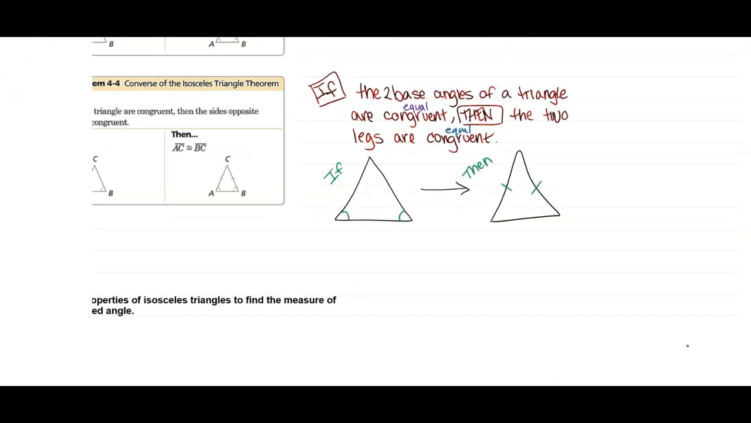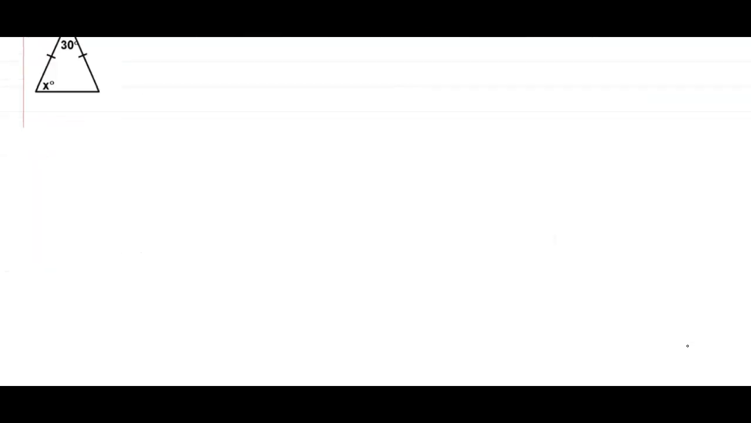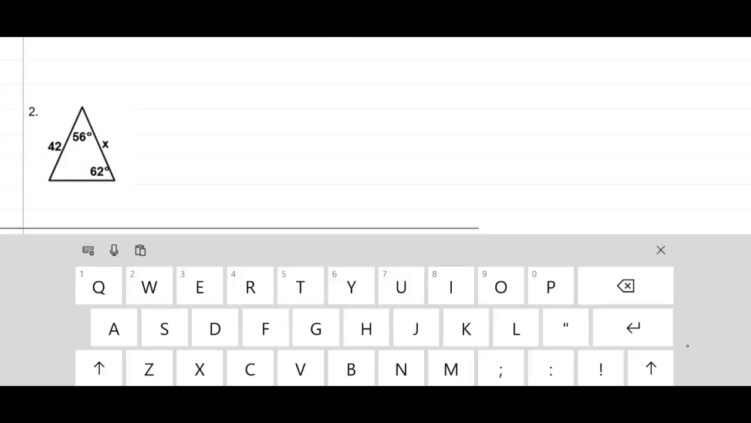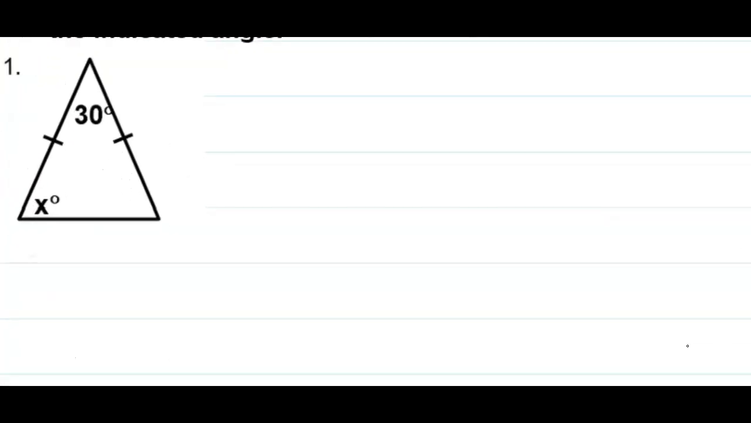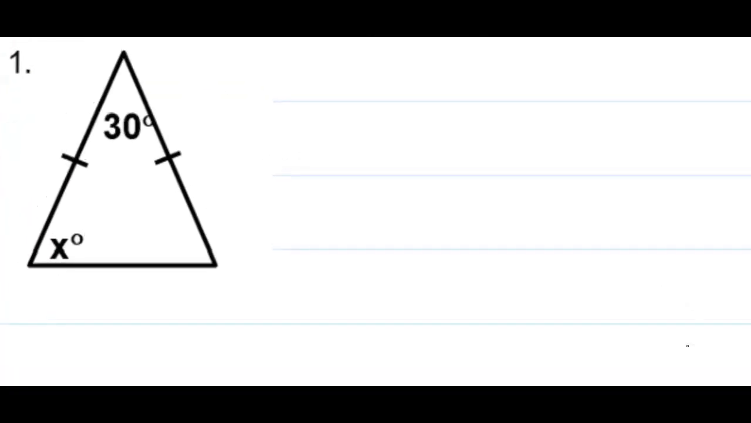Question? All right, let's go ahead and draw this first example. Actually, we'll just do 2. This one right here.